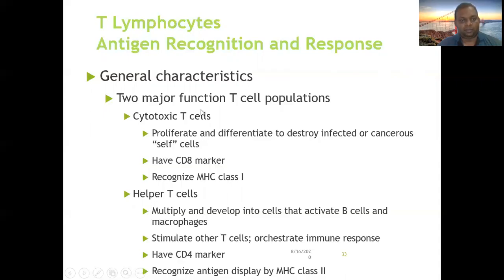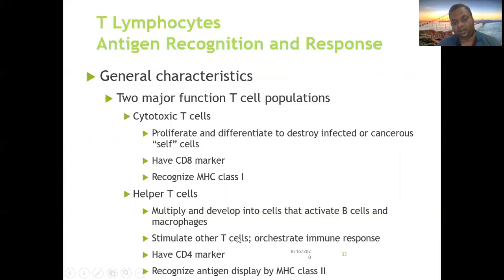T lymphocytes, antigen recognition and response. General characteristics: two major function T cell populations. Cytotoxic T cells proliferate and differentiate to destroy infected or cancerous cells. That's how T cytotoxic activity goes on. They have the CD8 marker and recognize MHC class 1 molecules on cell surfaces. T helper cells recognize MHC class 2 and are termed CD4 marker. Cluster of differentiation: CD8 and CD4.